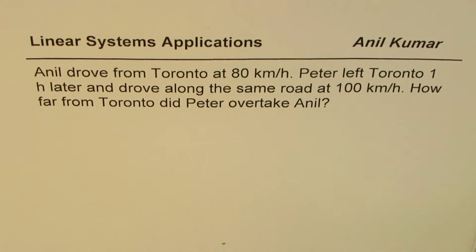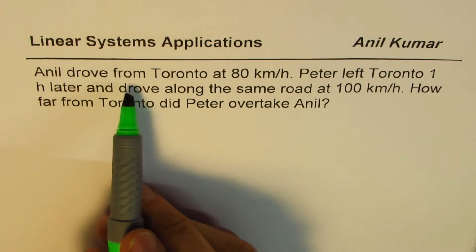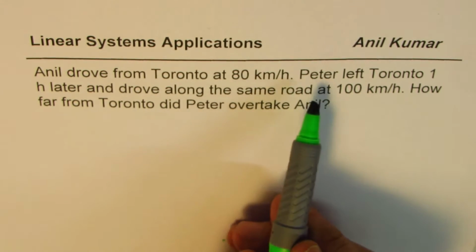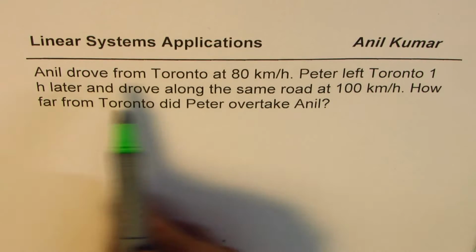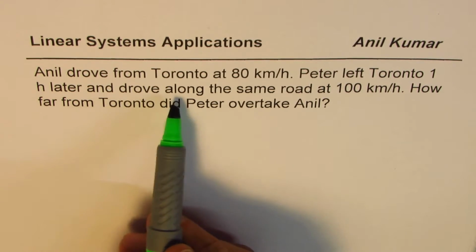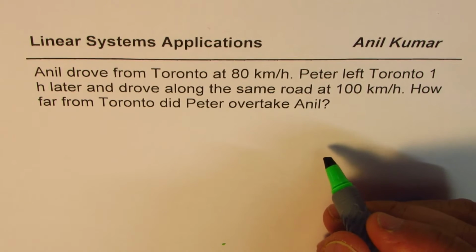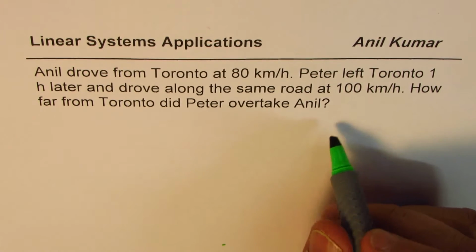Here we'll relate distance, speed and time. The question is, Anil drove from Toronto at 80 kilometers per hour. Peter left Toronto 1 hour later and drove along the same road at 100 kilometers per hour. How far from Toronto did Peter overtake Anil? So that's the question. So let us see how to solve this kind of equation.